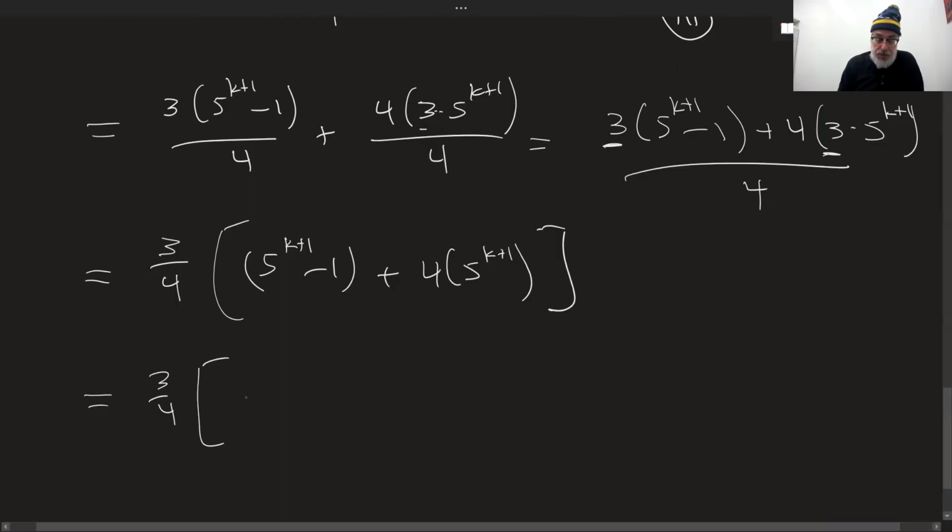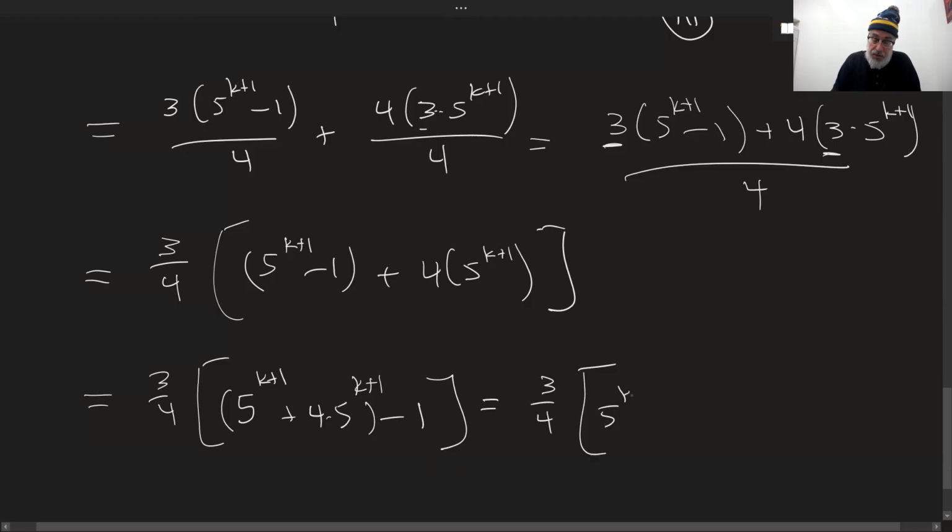So I'm going to group it a little bit differently so that we can see that we can factor two terms. So I'm grouping the 5^(k+1) and the 4 times 5^(k+1), and I'm going to leave this negative 1 out here. Now, you should notice that essentially we can group these first two terms separately. That grouping allows us to factor out the 5^(k+1). And when we do that, here we're left with a 1, and then here we're left with a 4. And that's minus 1.